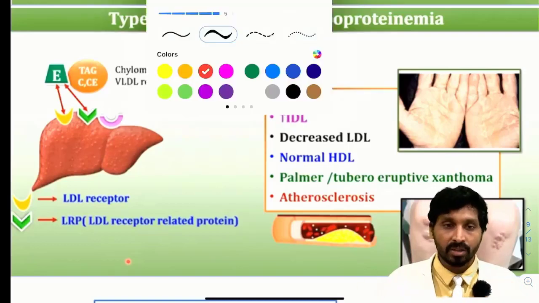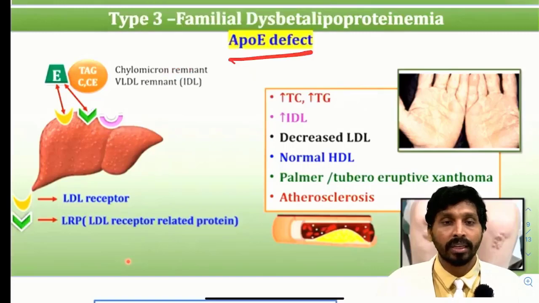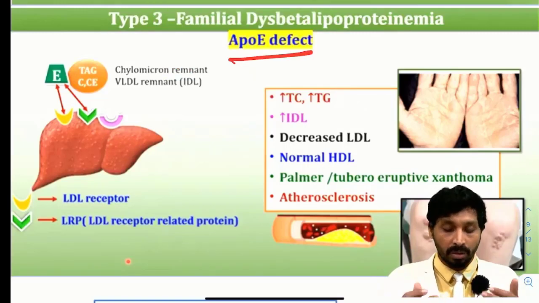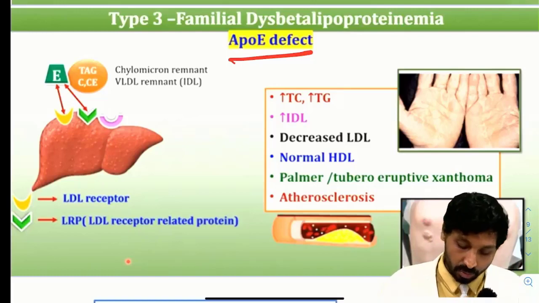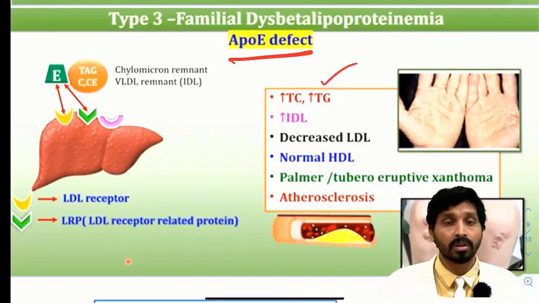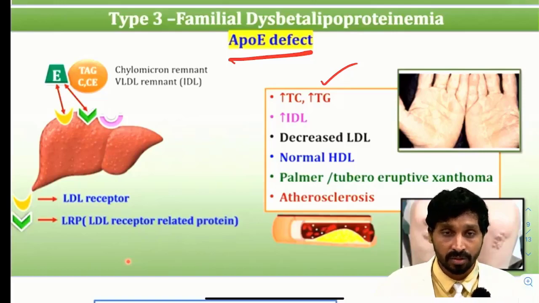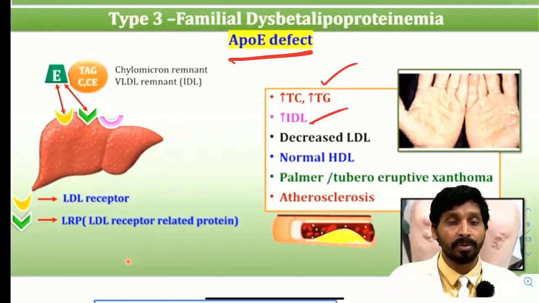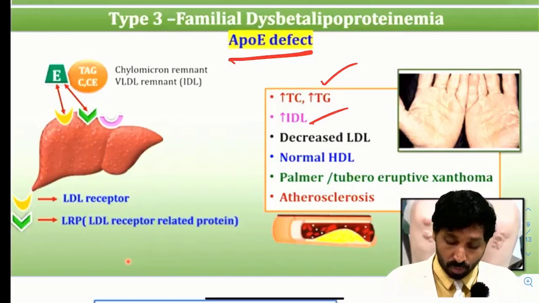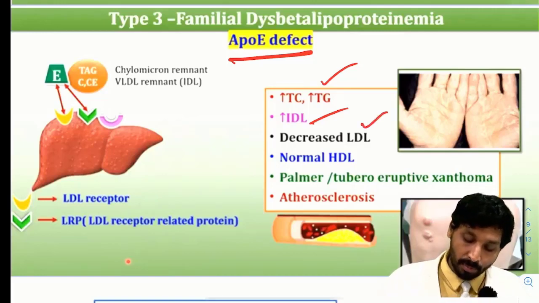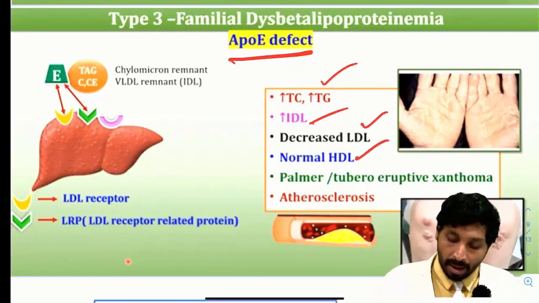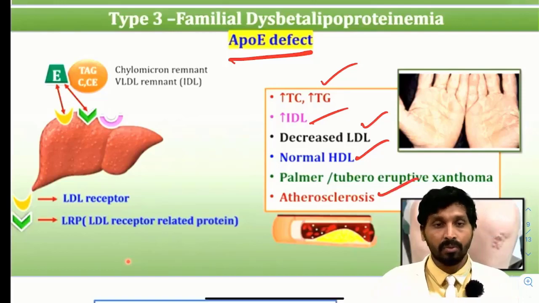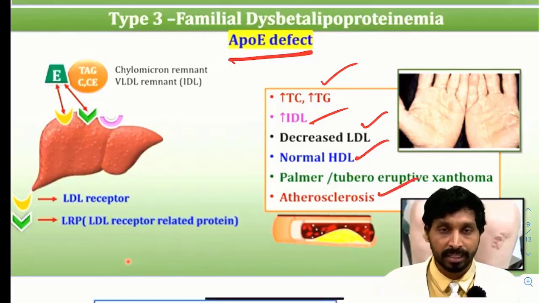As ApoE is not there, chylomicron remnant will not be entering into the liver, and it will stay in the circulation. As a result, there will be an increase in total cholesterol concentration as well as triglyceride concentration, and increase in IDL. That means VLDL has to be converted into LDL, so IDL accumulates. So decreased LDL formation you can make out, normal HDL levels, palmar and tuberoeruptive xanthomas also you can note down. Atherosclerosis, again, is one of the prominent features of this familial dysbetalipoproteinemia.